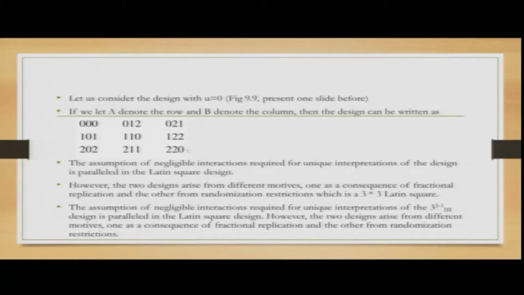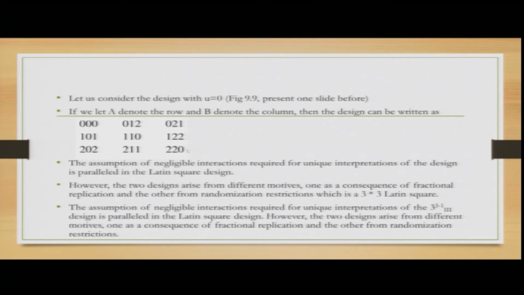So, let us consider the design for u is equal to 0. If you let A denote the row and B denote the column, then the design can be written as follows. You have basically 0 0 0 where they are at the lowest effect, then 0 1 2 which is A low, B middle or average, and C is high level.